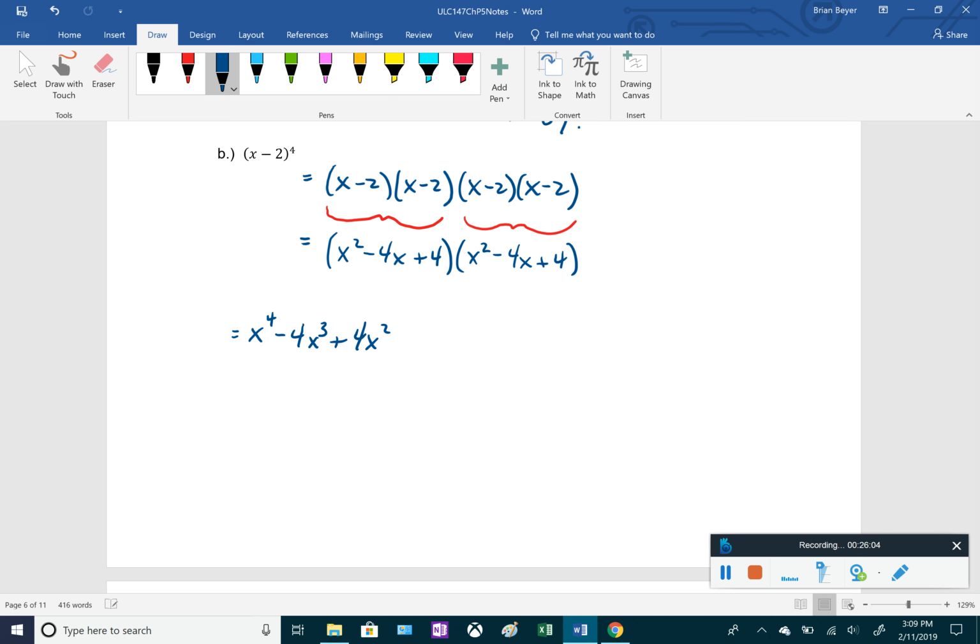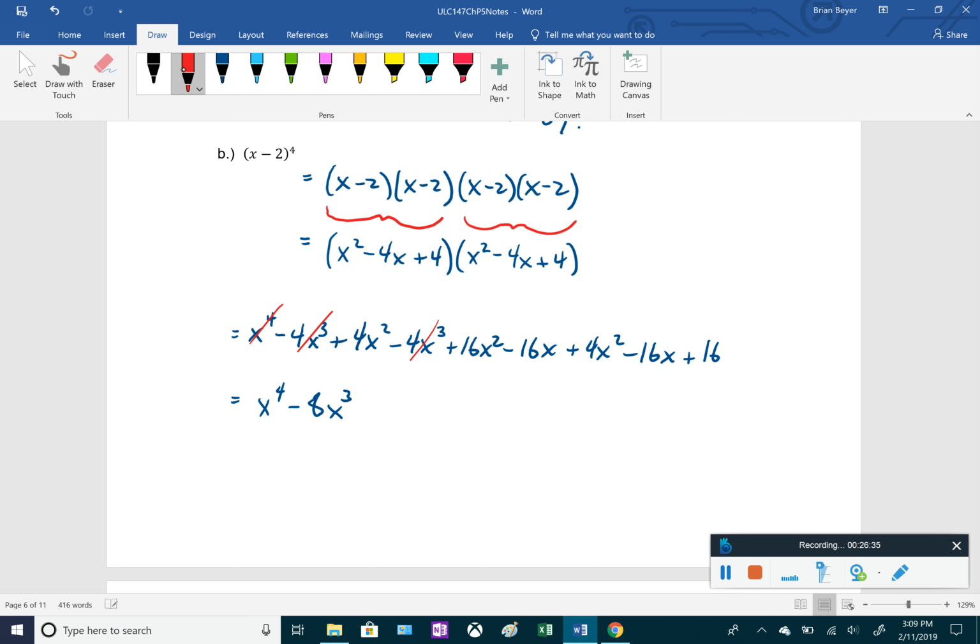Multiply the negative 4. We get negative 4x cubed plus 16x squared minus 16x. Lastly, multiply the 4 throughout. We get plus 4x squared minus 16x plus 16. Combine like terms, we get x to the fourth minus 8x cubed. I'm going to cross these off as I go so I don't miss anything.